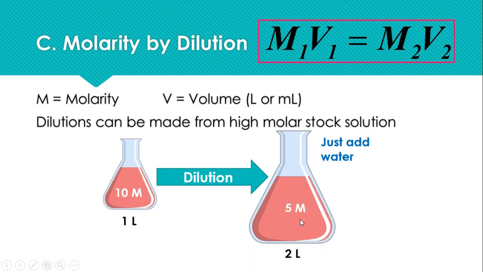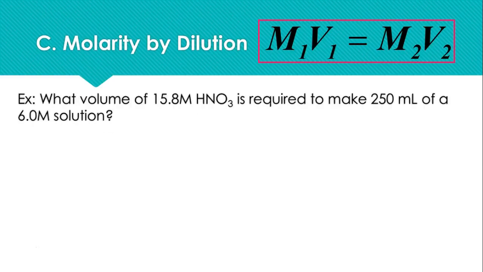Well, what's going on with the moles in here? Well, if this is 10 molar and this is 1 liter, then there's 10 moles of solute in here. If I dilute it by adding water, I still have 10 moles of solute, but with the 2 liters there, now I've reduced the concentration to 5 molar. So the number of moles aren't changing when I'm diluting it. It's just the concentration that's changing.